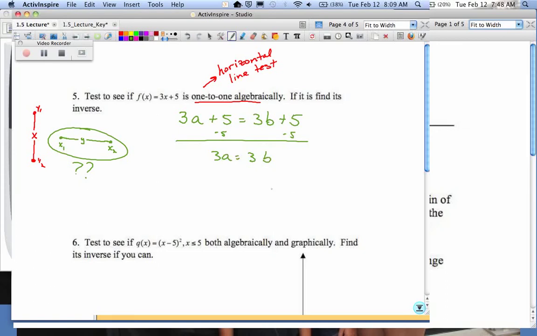Now what? Divide by 3 on both sides. What does that tell me?